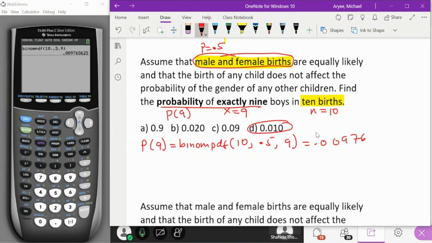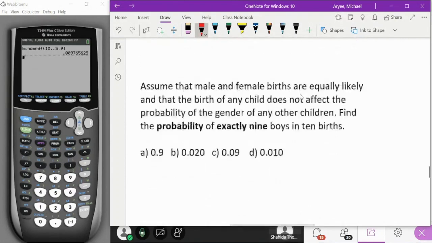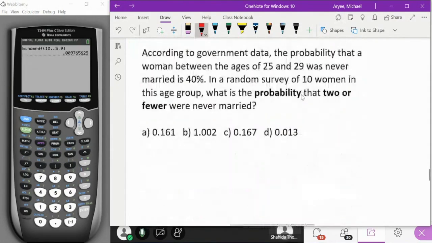Very good. All right, now let me show you the next question. Same thing. Let's look at this one: find the probability of 2 or fewer, but let's start from the top. They're looking at this age group, those that never married. They are looking at never married and maybe married, two options. So for never married, p is 0.4.